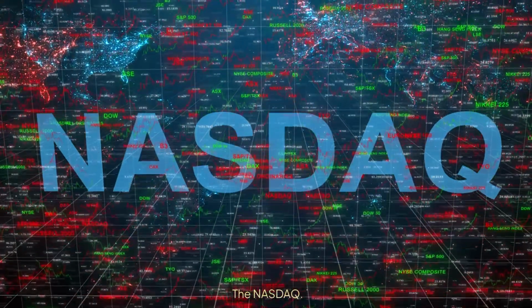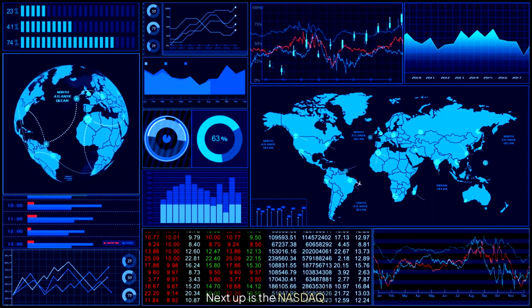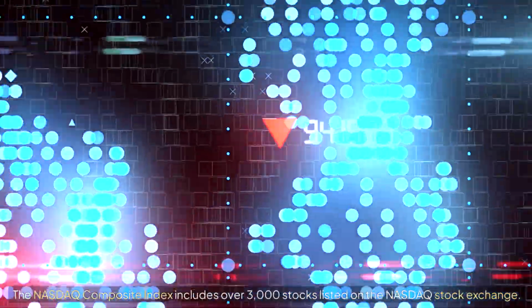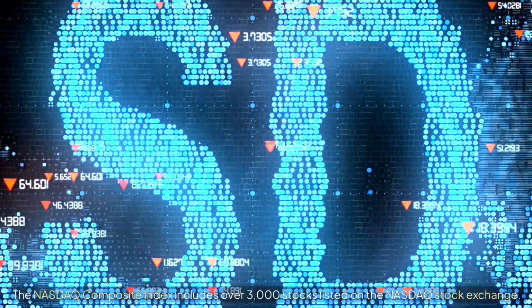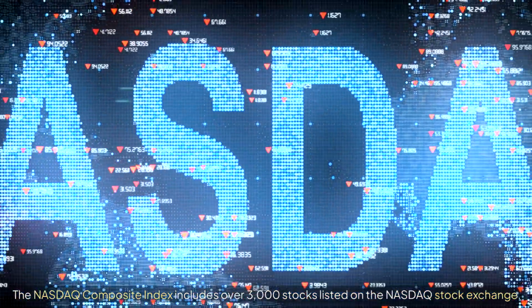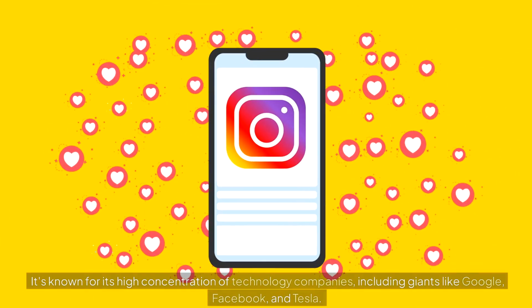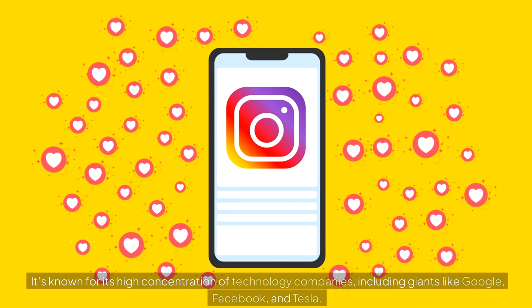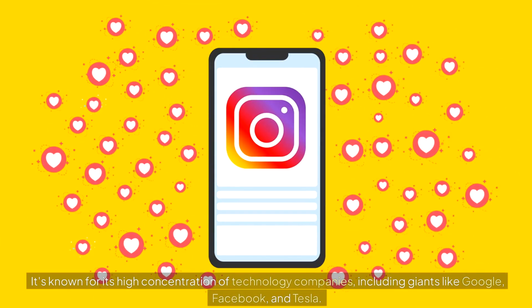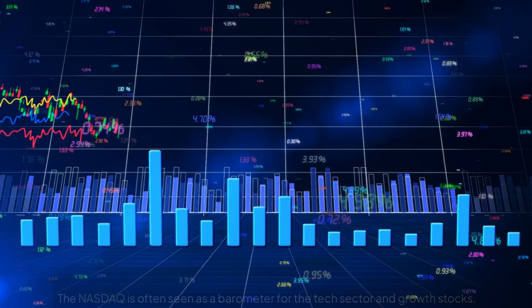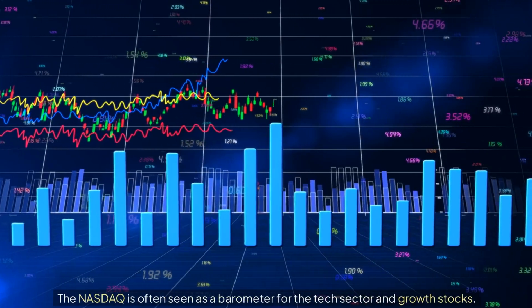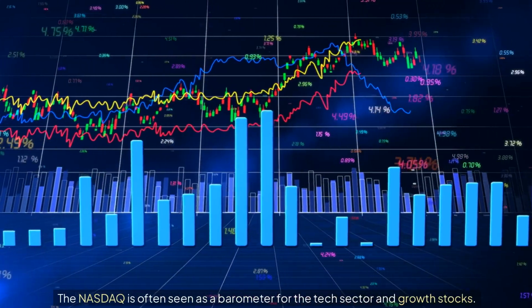The NASDAQ. Next up is the NASDAQ. The NASDAQ Composite Index includes over 3,000 stocks listed on the NASDAQ stock exchange. It's known for its high concentration of technology companies, including giants like Google, Facebook, and Tesla. The NASDAQ is often seen as a barometer for the tech sector and growth stocks.